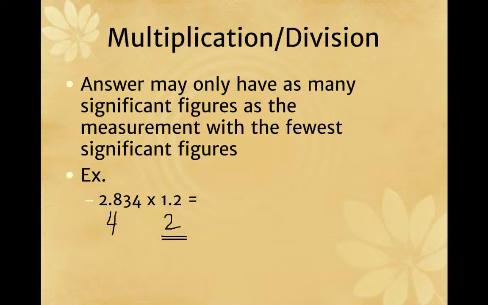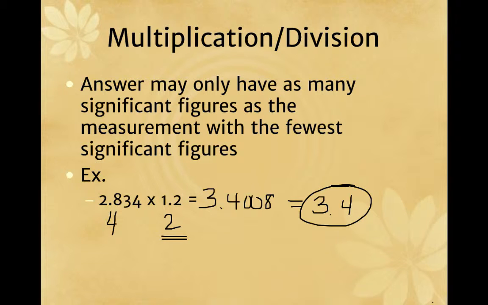That means I need to only have 2 significant figures, not counting decimal places, we're counting total significant figures in my answer. So when I plug this into my calculator, I get 3.4008. Now I have to round. When I round to 2 digits, 3.4 would be my correct answer in correct significant figures.